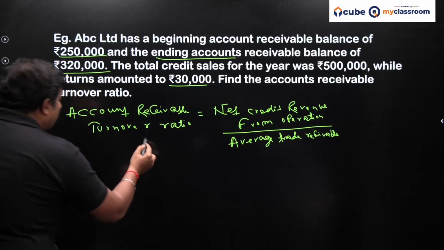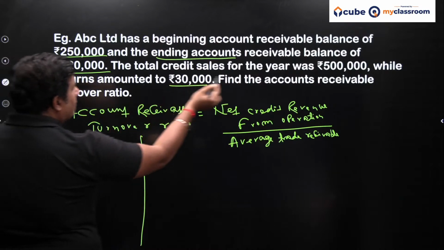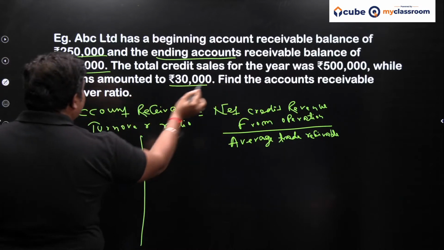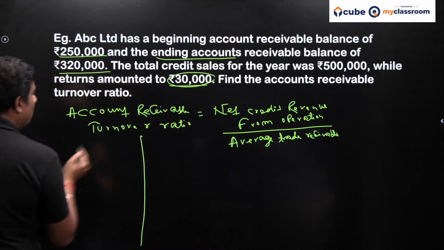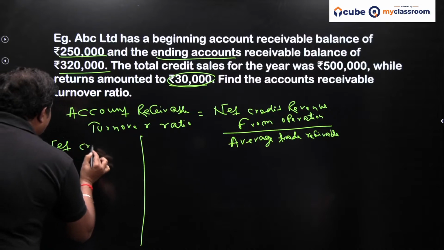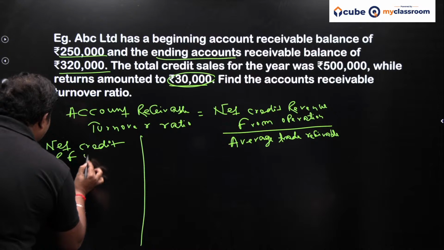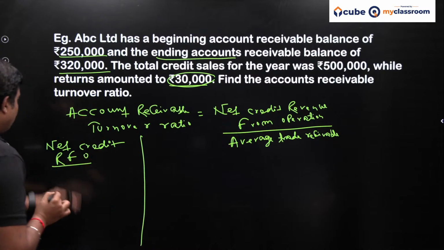So let's understand what net credit revenue from operation is. It is very simple. You are given total credit sales of 5 lakh, and from that you subtract returns of 30,000, and you'll come to know the net credit revenue from operation. So here I can write net credit revenue from operation. I can use the short form RFO, revenue from operation.